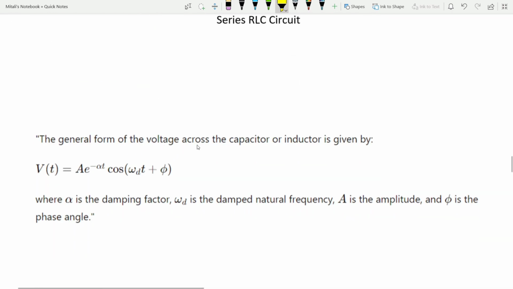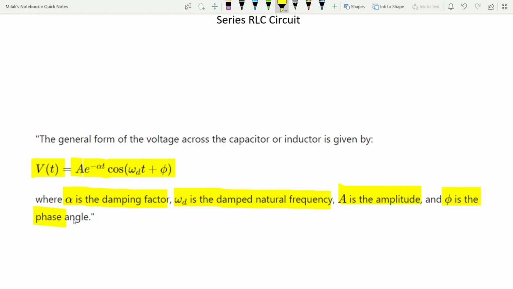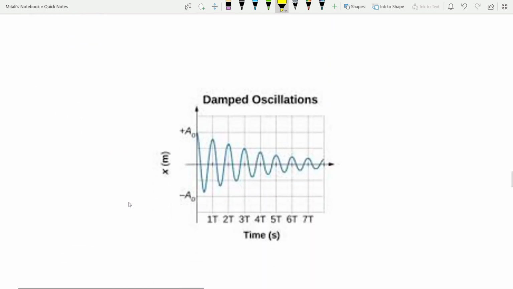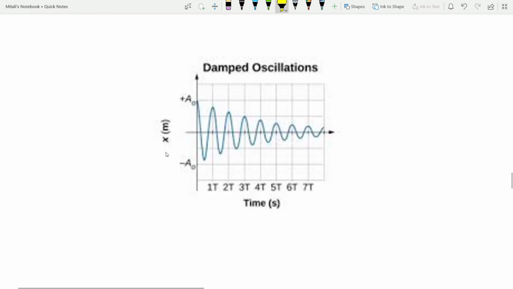The general form of the voltage across the capacitor or inductor is given by v(t) = A e^(-αt) cos(ωd t + φ), where α is the damping factor, ωd is the damped natural frequency, A is the amplitude and φ is the phase angle. We can see the graph of damped oscillations.